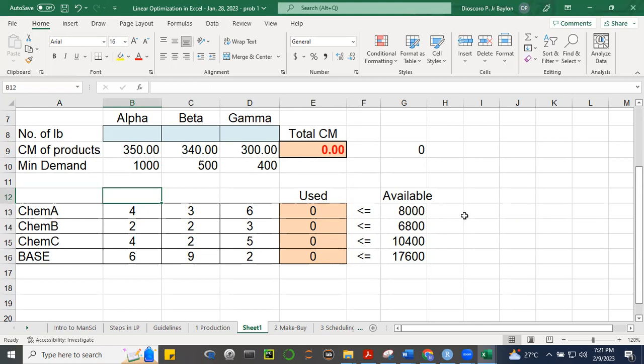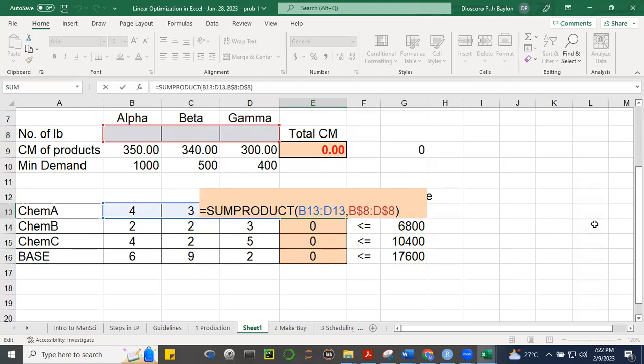Okay, and so 4 ounces per pound of alpha, 3 ounces of chemical A for every pound of beta, and 6 ounces of chemical A for every pound of gamma. You notice how we arranged the model, our spreadsheet. It was arranged in such a way that makes it convenient for us to use the sum product. See here, the sum product of this and this, right?